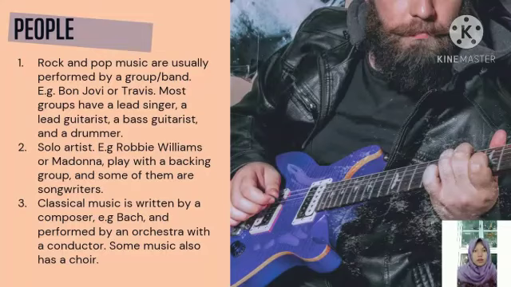First, rock and pop music are usually performed by a group or band. For example, Bon Jovi or Travis. Most groups have a lead singer, a lead guitarist, a bass guitarist, and a drummer. Next, solo artists. For example, Robbie Williams or Madonna play with a backing group, and some of them are songwriters. And the last one is classical music, which is written by a composer, for example Bach, and performed by an orchestra with a conductor, and some music also has a choir.